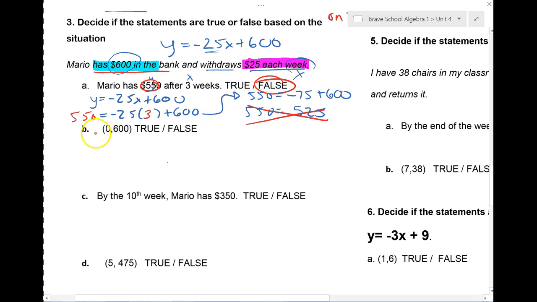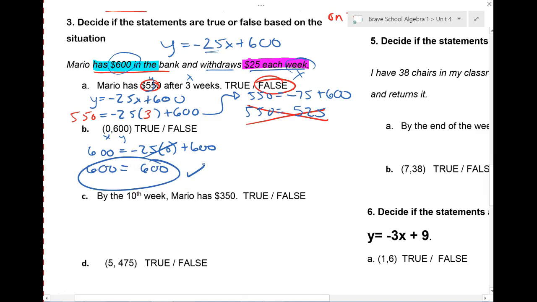Okay, so now, next one, same thing, except this one kind of shows you what x and y is easily. So 600 goes here. Negative 25 times the x, 0, plus 600. Okay, so now negative 25 times 0 is just 0, so that goes away. And I have 600 equals 600. And that is true. Okay, so that is a true statement.